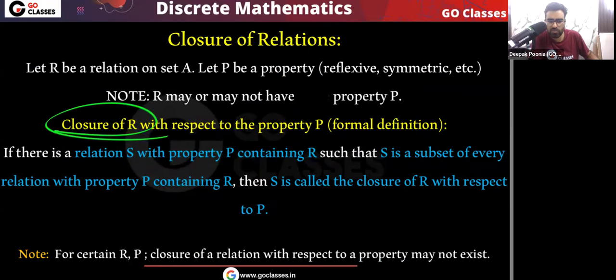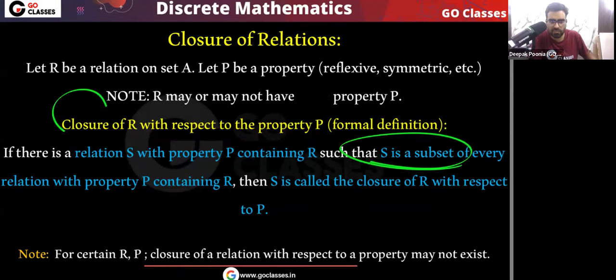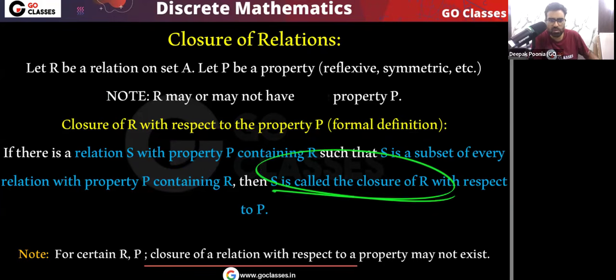We will add the minimum number of necessary pairs. So we are adding something. This new relation S, which is the closure, will contain R and it will satisfy property P. But there is one more condition: this S will be a subset of every relation which contains R and which satisfies property P. Then this S will be called the closure of R with respect to property P.